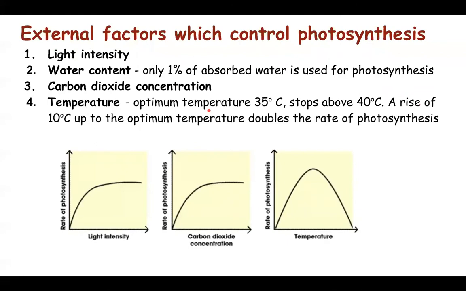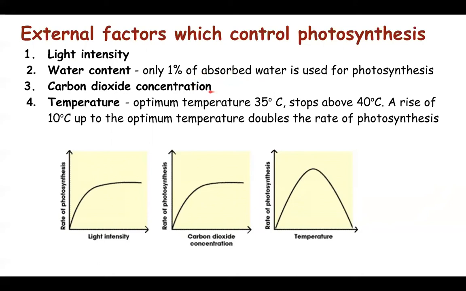Now, we have various factors which control photosynthesis. So let's study all these factors. First, you have the light intensity. How much light is falling on a plant? Then we have the water content. Now, of all the water absorbed by the roots, only 1% is used in photosynthesis. The remainder is generally transpired. It's lost as transpirational water.